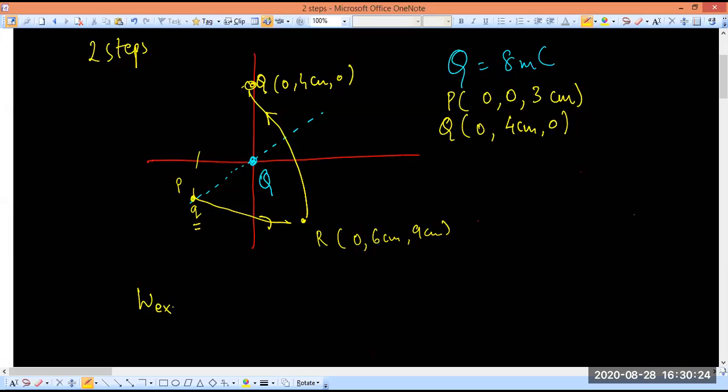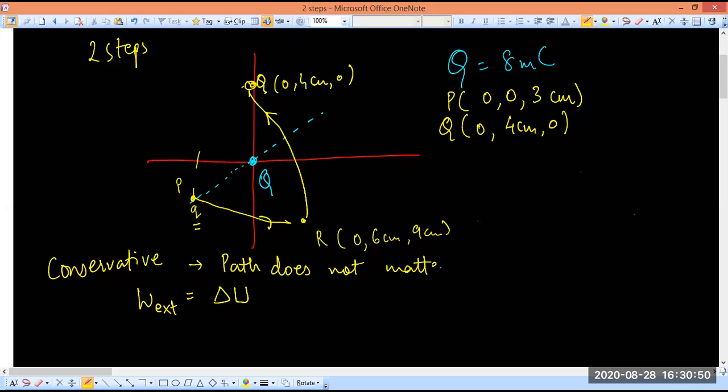External work done. See, we solved a question like this earlier. I hope you remember that we just have to find the delta U, right? Because external work done is delta U. And because the electrostatic force is conservative, path does not matter, right? Work does not depend on path, right? So you don't have to worry about going from P to R.